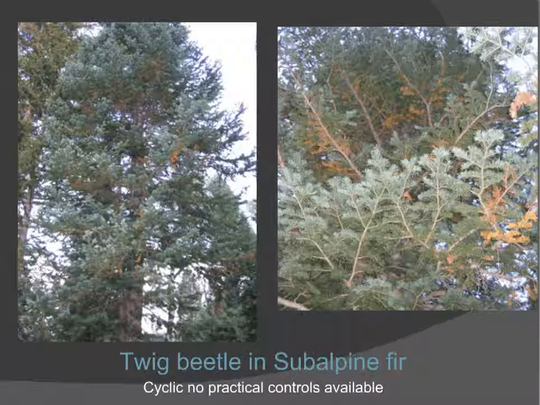Twig beetle in subalpine fir, probably not going to see a whole lot of this in the urban setting, because subalpine fir doesn't do well in an urban setting to begin with. But the tips or the twiglets will have beetle in them, so you can imagine that this is a very tiny beetle. It's cyclic, meaning that it comes around every now and then with no practical controls available.